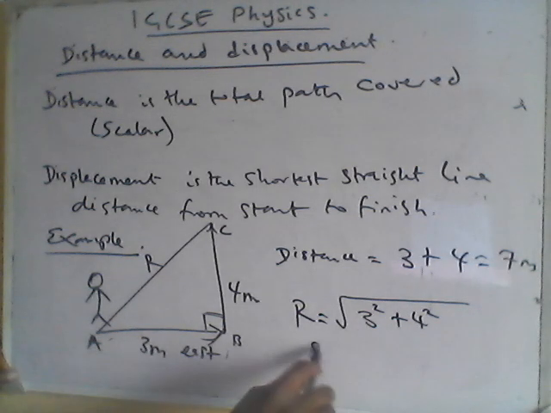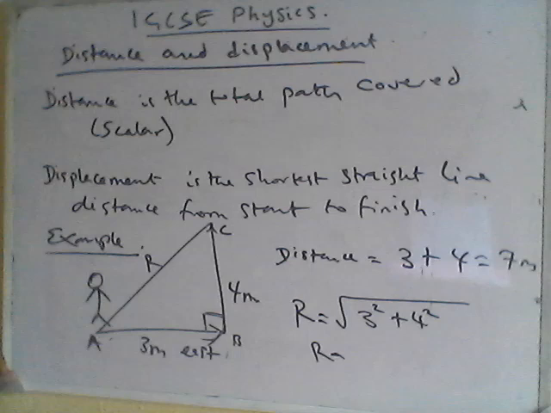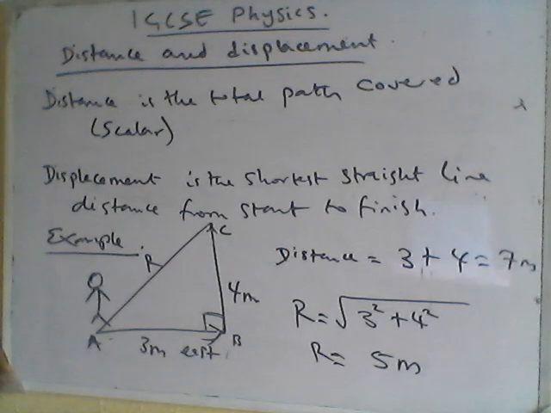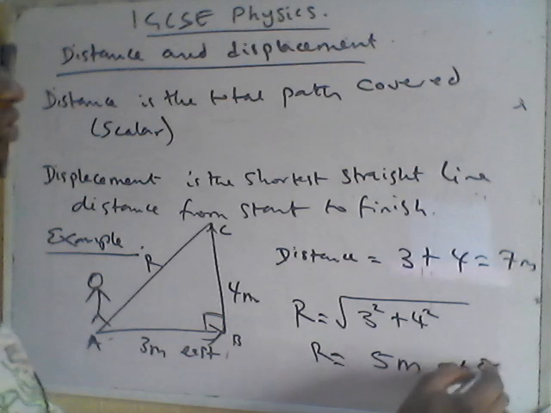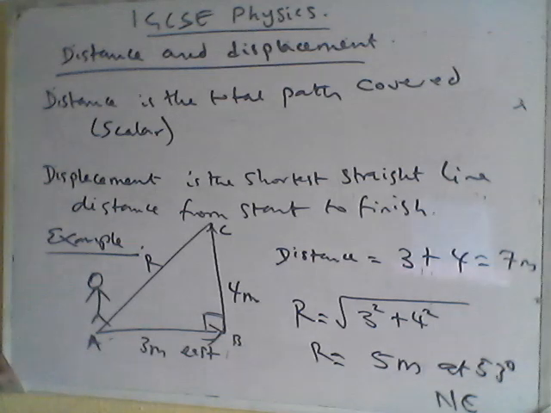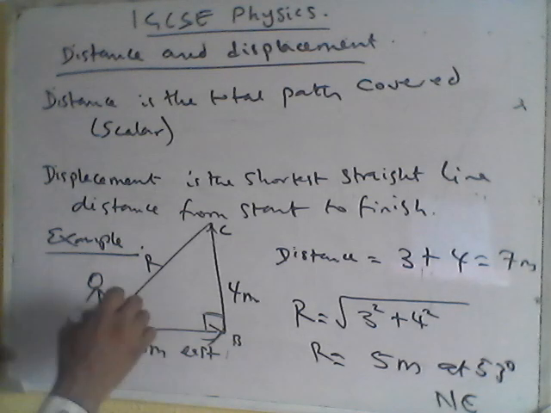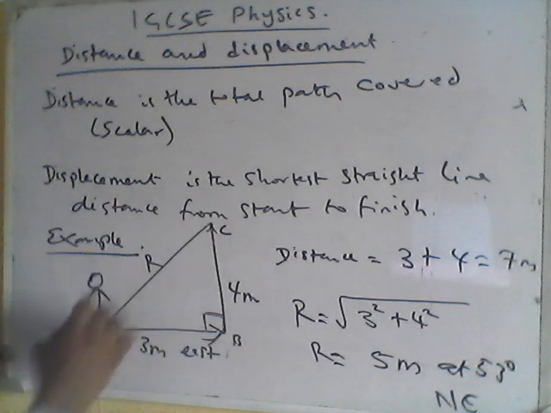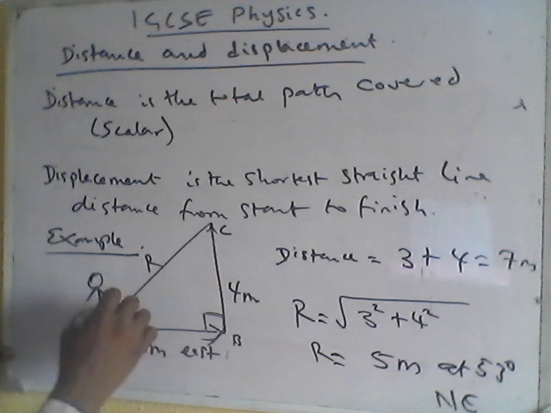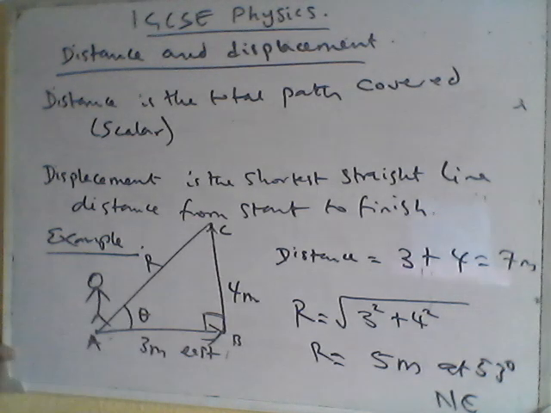Okay, so the displacement or resultant is, by the time I resolve this, 5 meters. 5 meters at 53° northeast. Okay, how do I get 53 degrees? This 53 degrees is the angle between the line that connects where you start from and where you ended, and the normal. So this is the angle that we are looking for, 53 degrees.